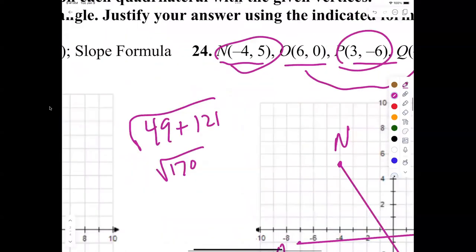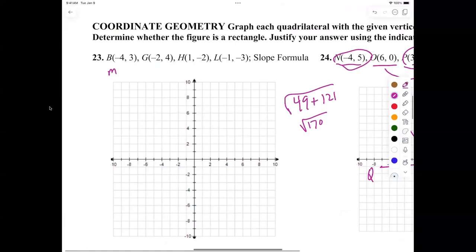Like I need to do over here. I need to find the slope of BG. I need to find the slope of GH. I need to find the slope of HL. And I need to find the slope of BL. I need to find the slope four times. And two of them are going to be equal and two of them are going to be opposite reciprocals. Am I right?